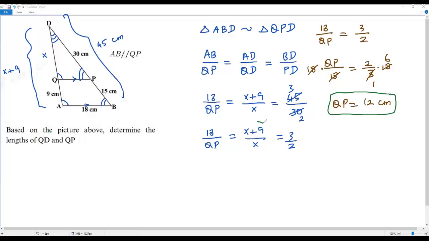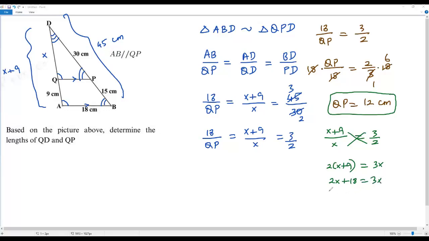For that, we can take the second fraction because there is the unknown x, and it can be equal to the third fraction, where both numerator and denominator are numerical values. Okay, let me equate them. So I'm getting x plus 9 over x equals 3 over 2. To solve for x in this equation, we can do cross multiplication. The numerator over here has to be multiplied by this denominator. So I'm getting 2 times x plus 9, and this numerator has to be multiplied by this denominator. So I'm getting 3 times x. When I distribute the 2 to x and 9, I'm getting 2x plus 18 equals 3x.